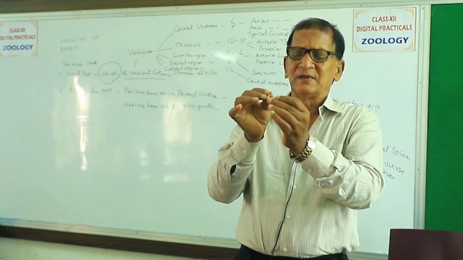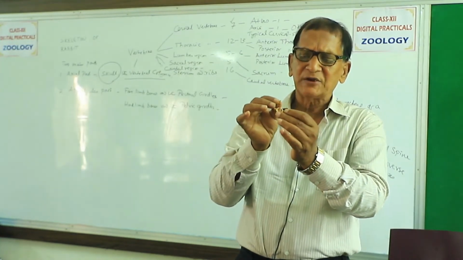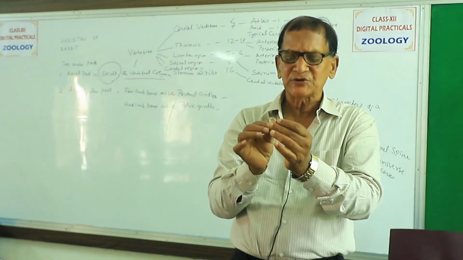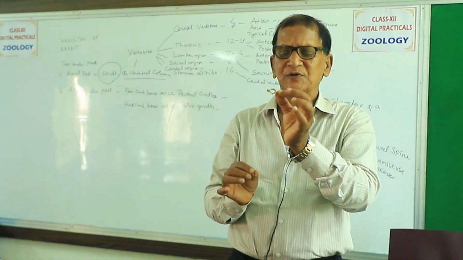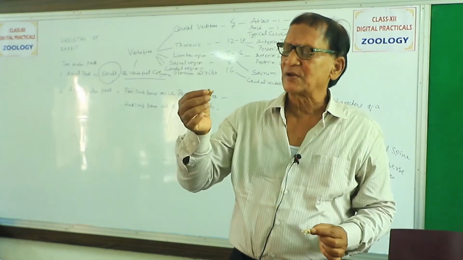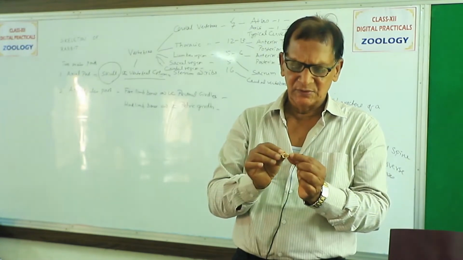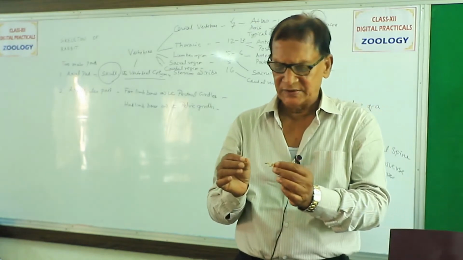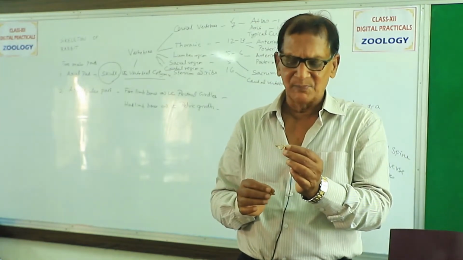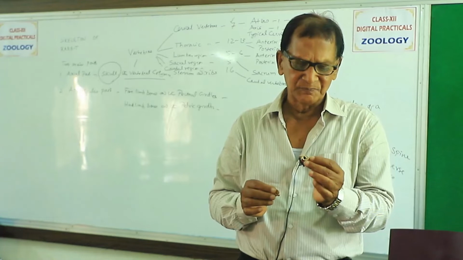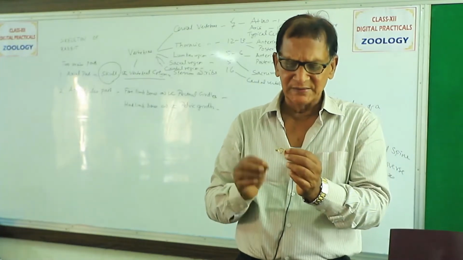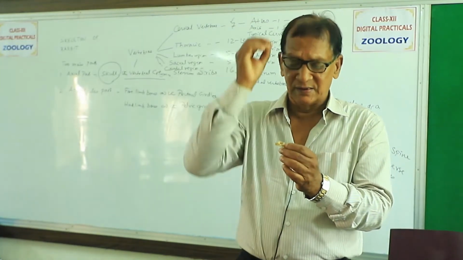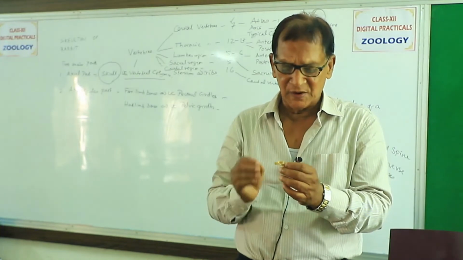So the attachment or the articulation of these two vertebrae, first one is called atlas, second one is called axis, is called a pivot joint, because the atlas has to provide for some movement in the neck region. The atlas vertebra carries the head or the skull on it.